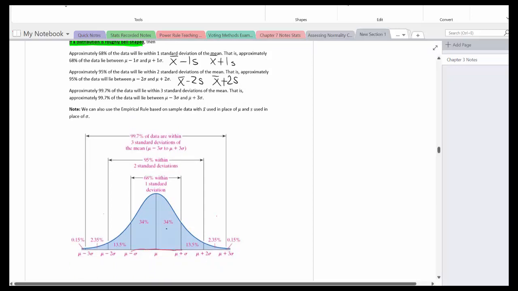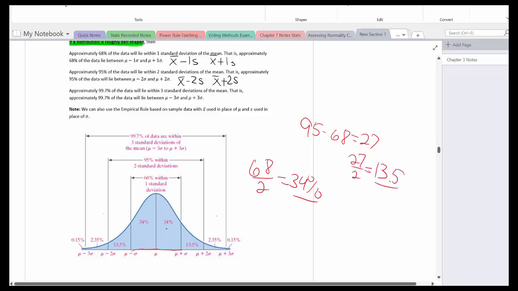Well, how are they getting 34? That's 68 divided by 2. That's 34%. Well, how are they getting the 13.5? Well, that's the 95 minus 68. That's 27. And then 27 divided by 2 is 13.5. And you can do similar things to figure out what the other percentages are also.